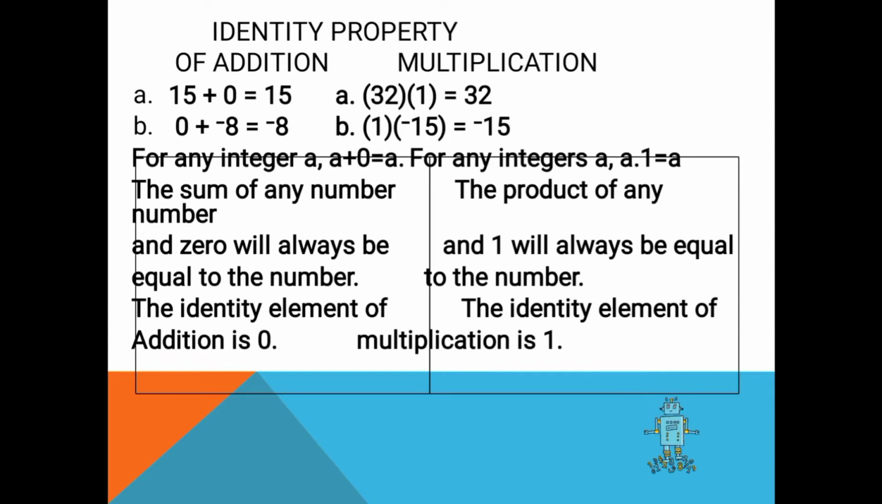For any integer a, a times 1 is equal to a. The product of any number and 1 will always be equal to the number. The identity element of multiplication is 1. So, can you see the difference between the two operations? In addition, the identity element is 0. Why? Because any number added to 0, the result is that number. In multiplication naman, any number multiplied by 1, the result is that number. So, 32 times 1 is equal to 32. The identity element of multiplication is 1. So take note of that and remember it. Next.